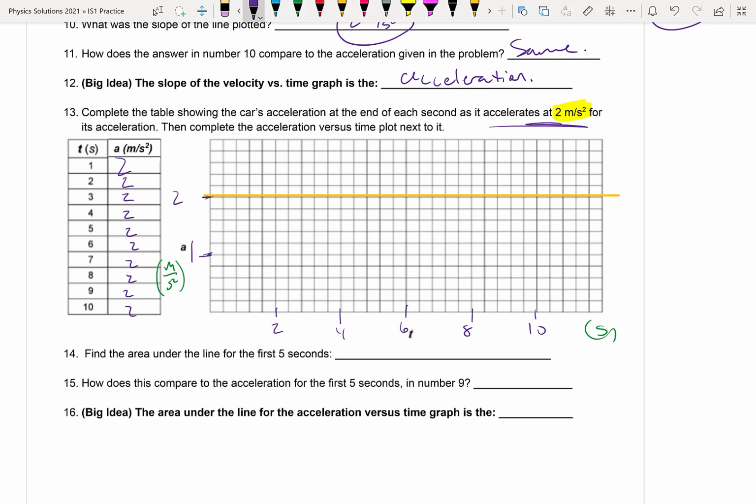So it says find the area under the line for the first 5 seconds. Again, 5 seconds would be about here. And so I'm trying to find this area.